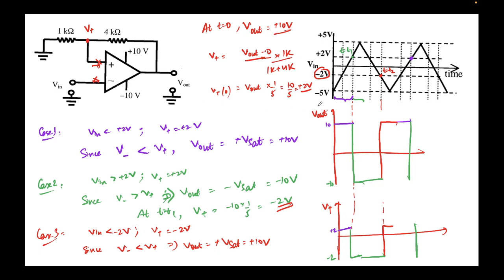So this is what is happening. The key thing to note here is that the reference voltage changes. It's not that the reference voltage remains constant at minus 2 volts or plus 2 volts throughout. When the input voltage is rising, the corresponding reference voltage was plus 2 volts, as you can see over here. However, on the falling edge, the reference voltage was minus 2 volts. And so the trigger points were different. This is sometimes also referred to as hysteresis, because the rising edge and the falling edge have different threshold voltages.